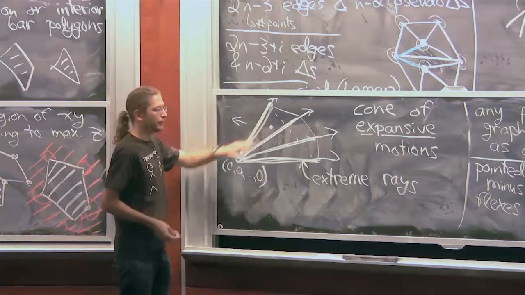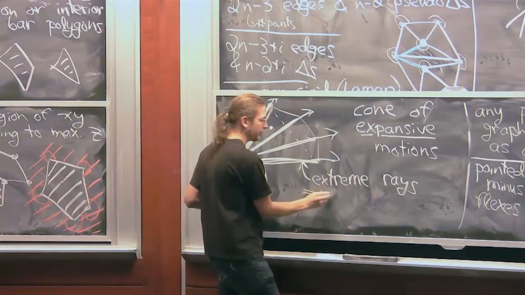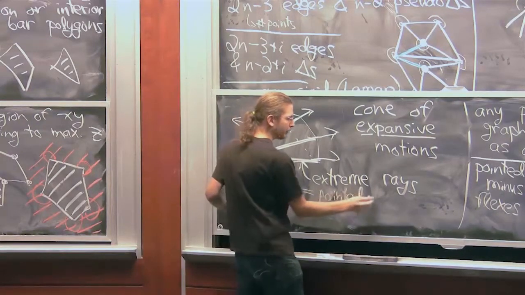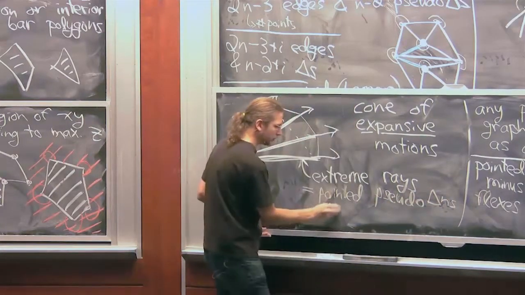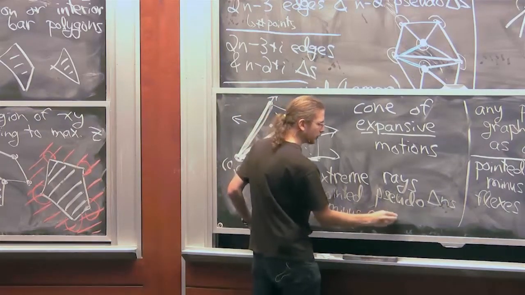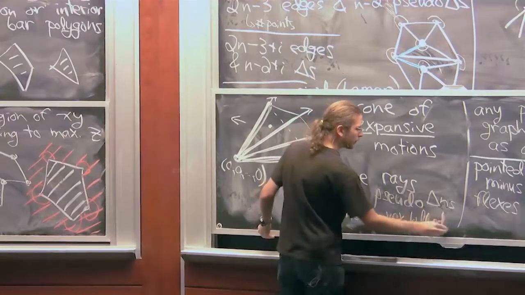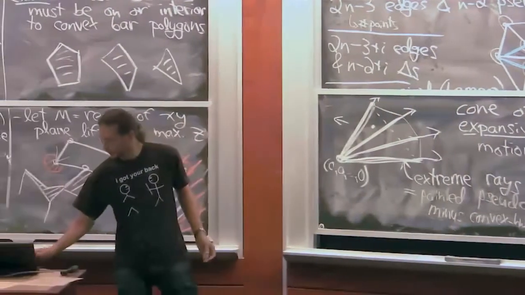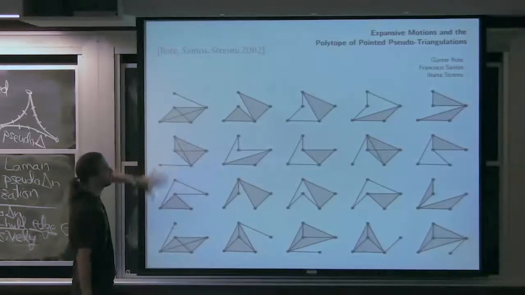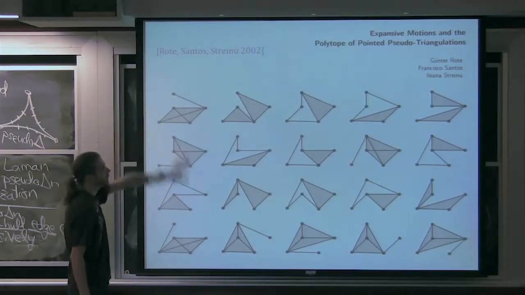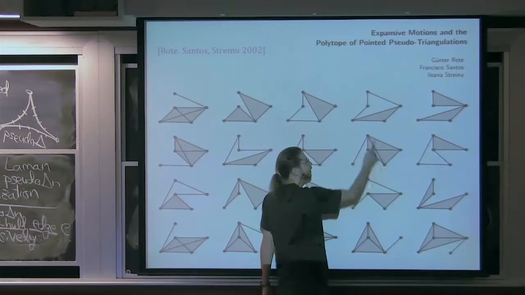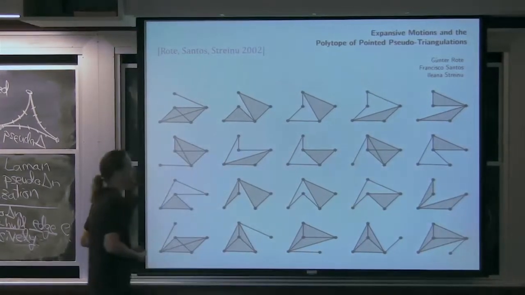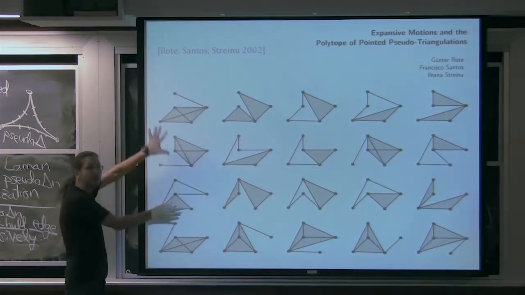Okay, the extreme rays in the cone of expansive motions equal pointed pseudotriangulations minus one edge. I think I have a slide about it. Yeah. So this is a paper by Rote, Santos, and Streinu. This is just a particular example for 5 points. These are all the different pseudotriangulations minus an edge. In some cases, like here, you get 2 triangles, so that becomes rigid, so they fill in the whole clique to indicate that's a rigid component. But the claim is for 5 points, these are the edges of the expansive cone.